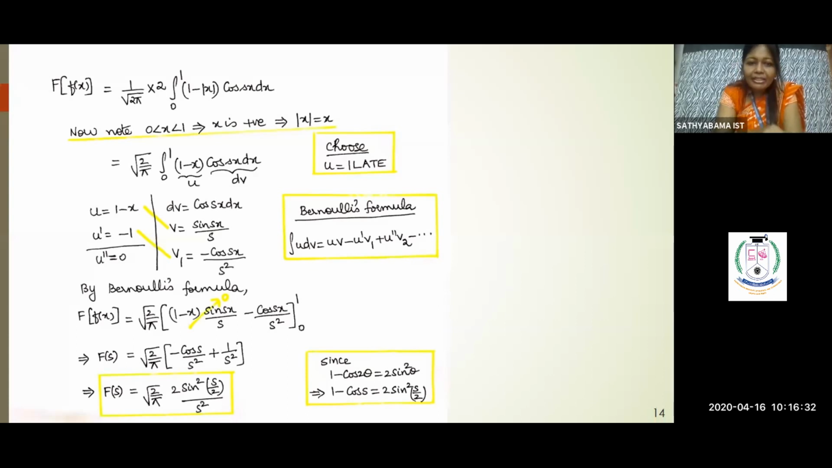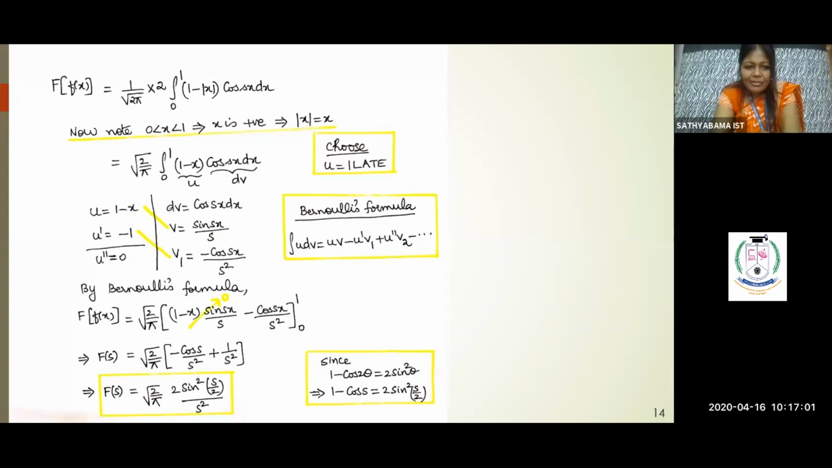From dv, how will you find v? You'll have to integrate. What is the integral of cos sx? It is sine sx divided by s. You divide by the constant because you are integrating. Now, next find v1. What is v1? v1 is integral of v. What is the integral of sine sx by s? Integral of sine is minus cos. So minus cos sx divided by s into the s that you already have gives you s square. Have you understood?